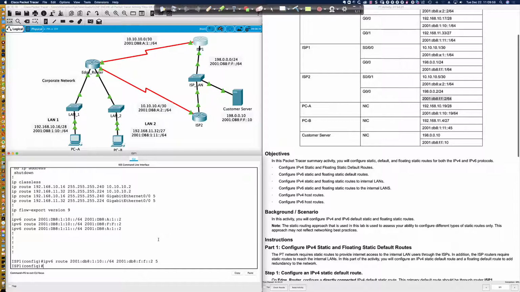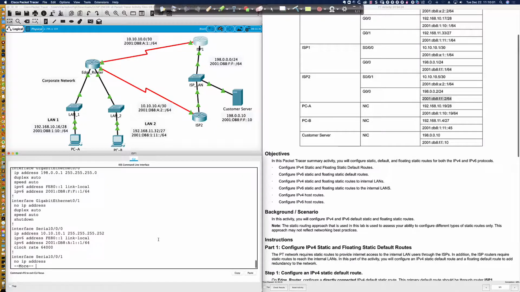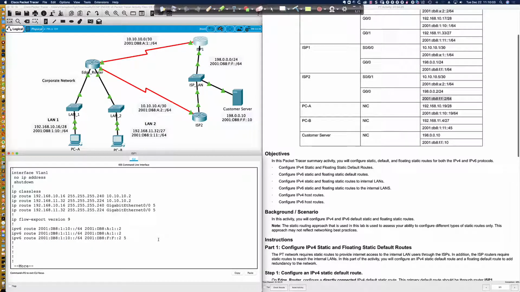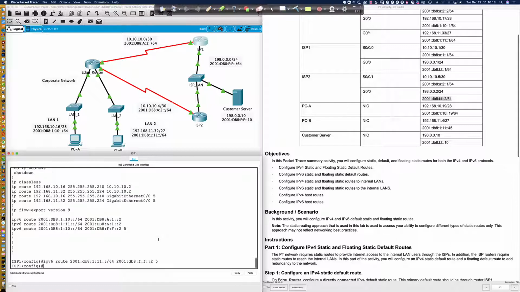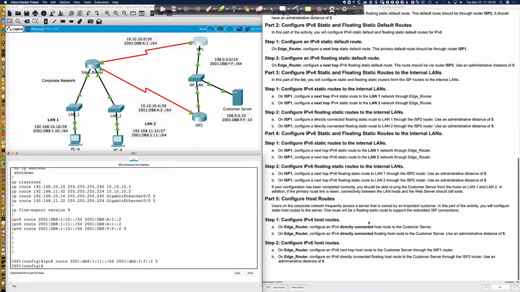And there we go. So now if I say do show run, we should see we have the 2 primary next hop static routes. And now we have our first secondary next hop floating static route. And now the last thing to do here is to just do LAN number 2, which is what we were being asked to do there. And now we're at 75%. So let's float down here.